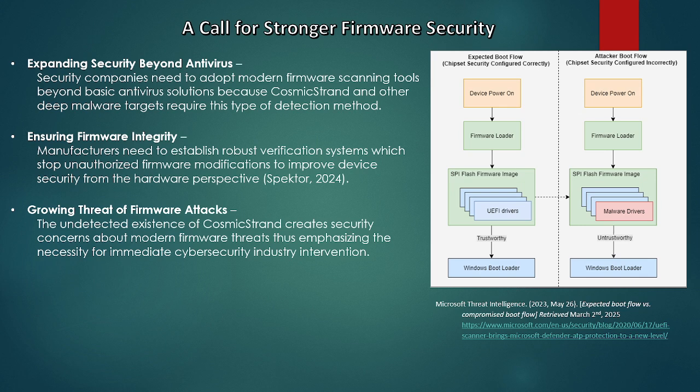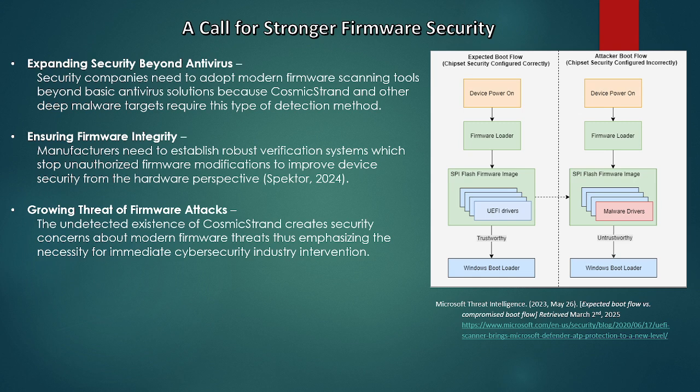The call for stronger firmware security. Protection against firmware-based threats demands organizations to change their existing security approaches. Spectre 2024 states organizations need to advance from standard antivirus methods by adding firmware scanning capabilities that monitor system anomalies at the firmware level. Hardware producers must establish robust systems which verify firmware integrity to stop attackers from altering it.